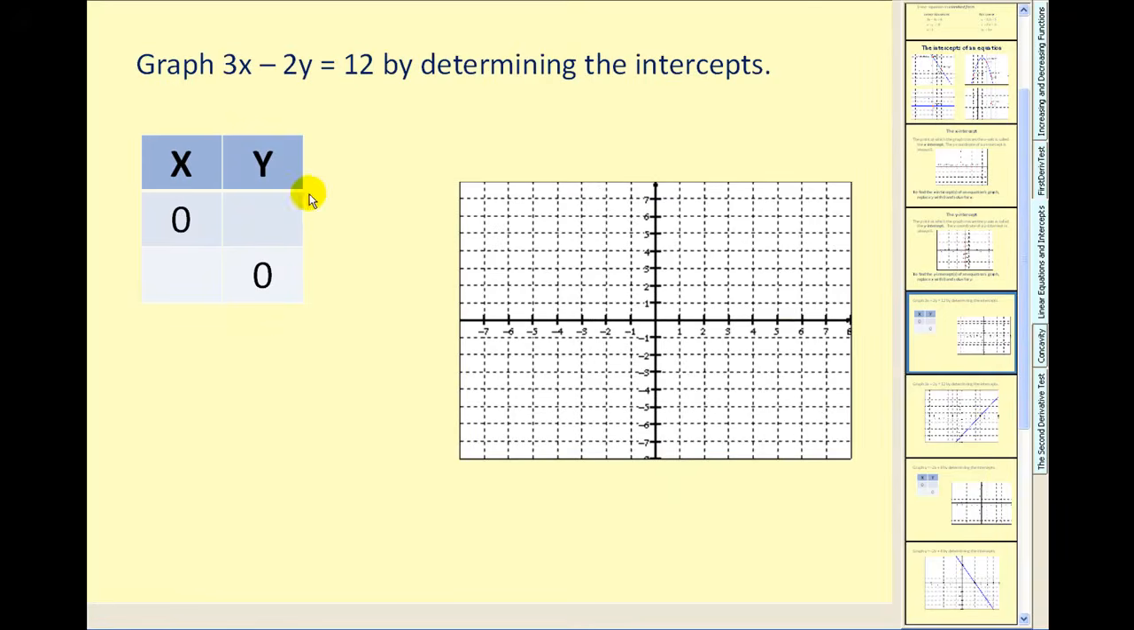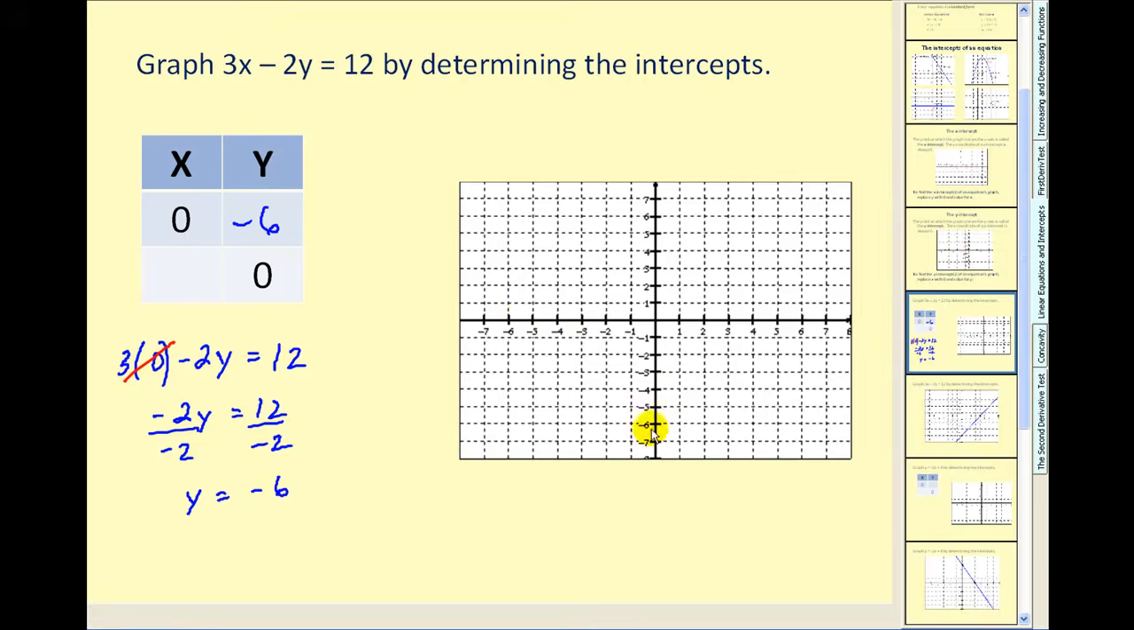Again, it is just like completing a t-table, except now we're going to have a specialized t-table. When we set x equal to 0 and solve for y, we're finding the y-intercept. When we set y equal to 0 and solve for x, we're finding the x-intercept. So let's try it. Let's replace x with 0. Of course, 3 times 0 is 0. So we have -2y is equal to 12. Dividing by -2, we have a y-intercept of -6. Let's go ahead and plot that.